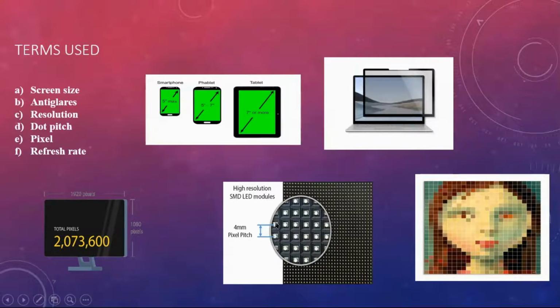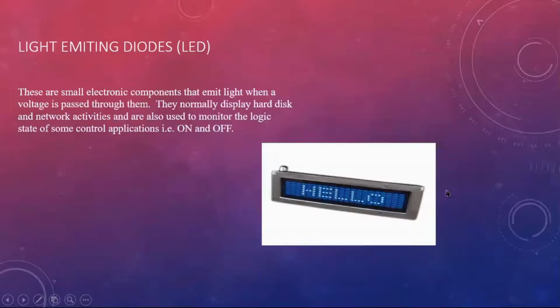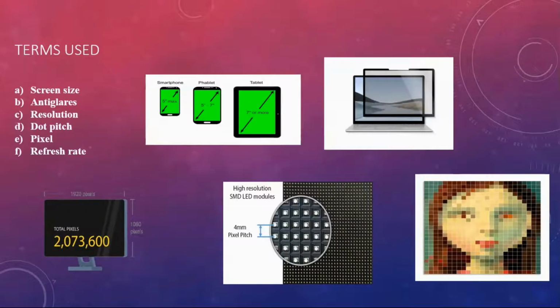Now they are measuring the vertical distance between two of them. This gives us what we call the dot pitch or the pixel pitch. Okay. Then we have the refresh rate. The refresh rate deals with how your screen can easily draw an image, or how it can redraw an image.